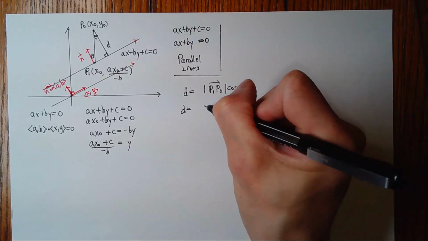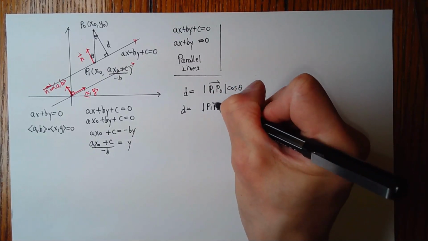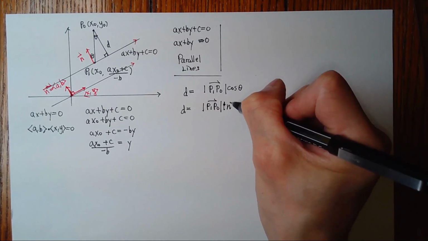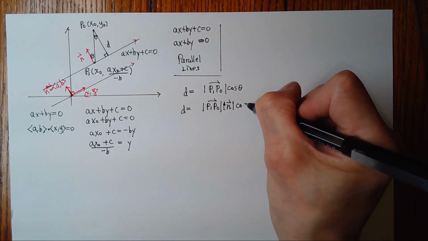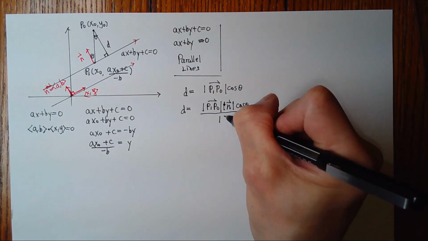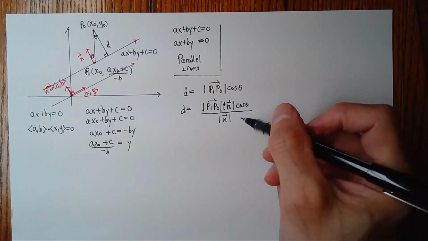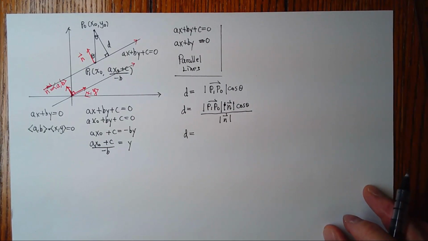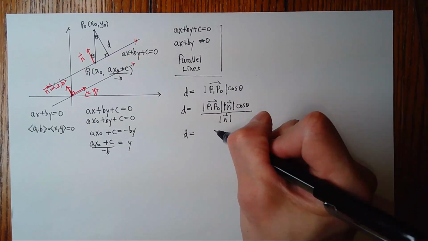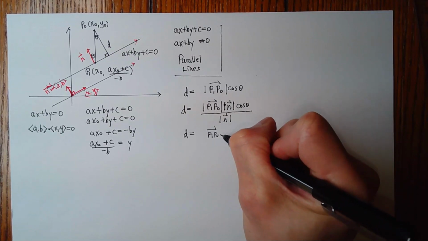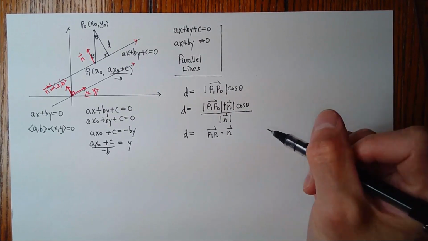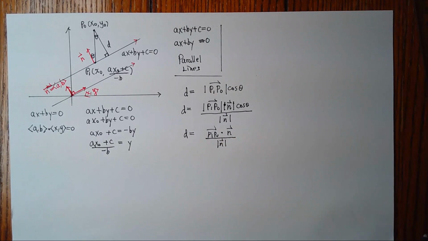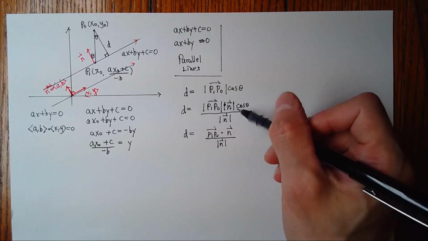And that is the same as what? The magnitude of P1, P0, and I'm going to multiply up and down by the magnitude of the normal vector. I can do that because they are the same quantity. But this is just the dot product of P1, P0 dot the normal vector divided by the magnitude of the normal vector. This is just the definition of the dot product.